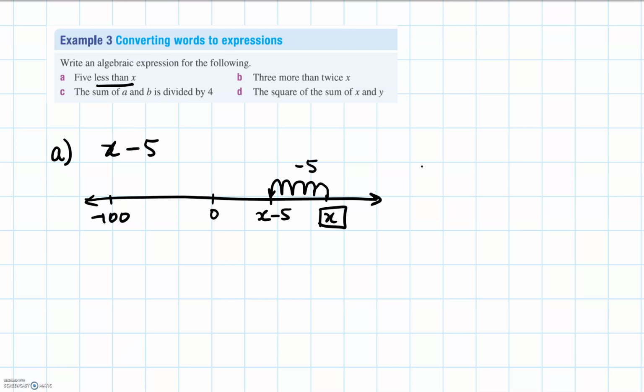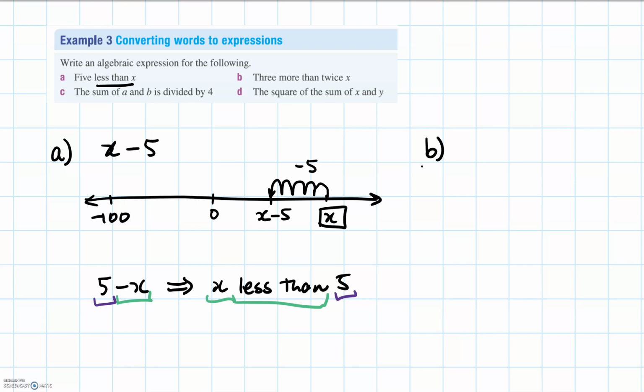Now here, reading the expression is really important. The order that the words are written is really important. It's 5 less than x. It's not x less than 5, because the number at the front is the number that you're subtracting. x less than 5 would be different. So here, just make sure you read the order of the words really carefully. It's really important to read what order the words come in.